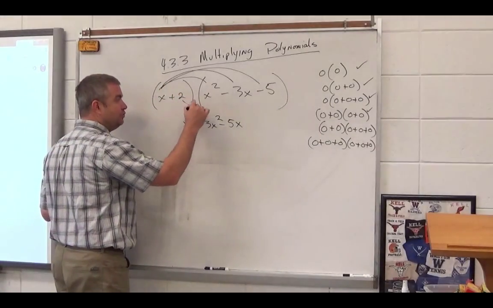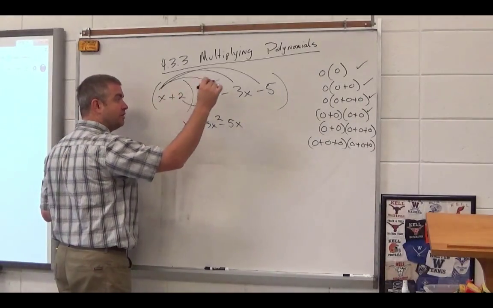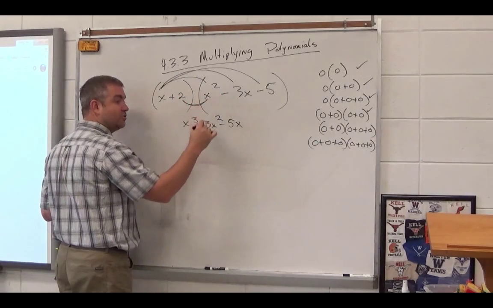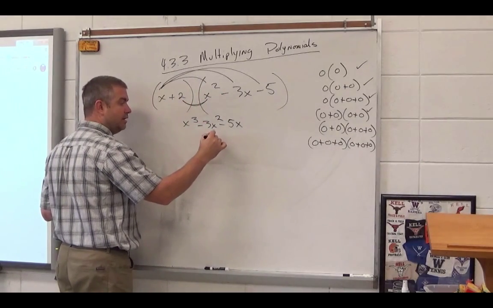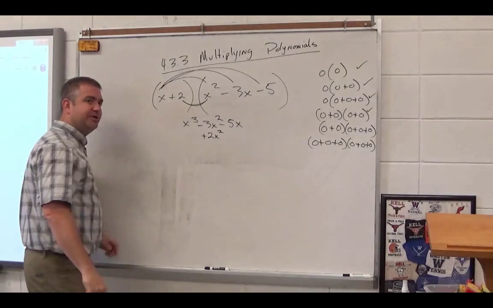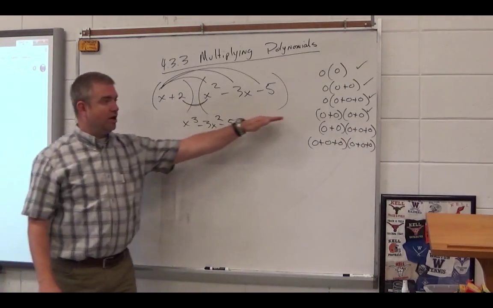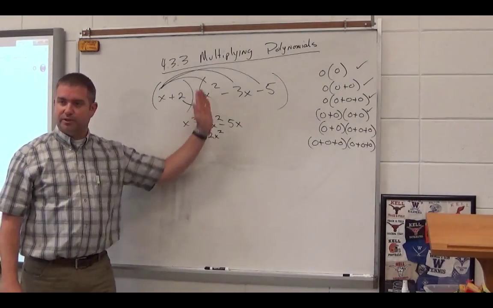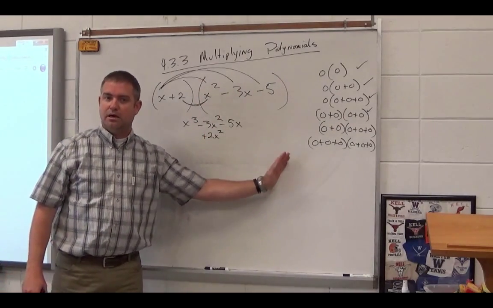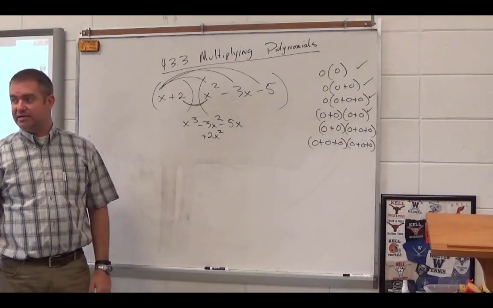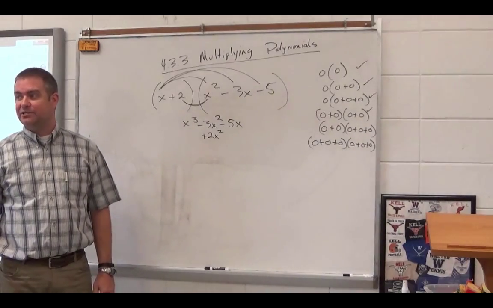Then we do 2 times x squared. We start distributing the 2. 2 times x squared, but look where I put it. Why would I put it underneath there? Oh, so we don't have to do so long. So it's not all one long line, but what else am I doing? I'm stacking my like terms.